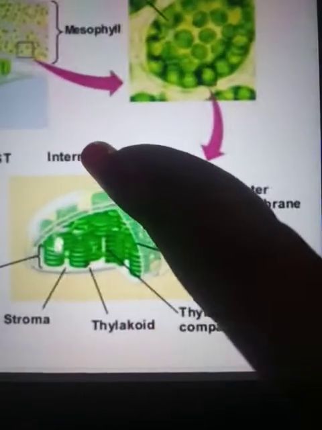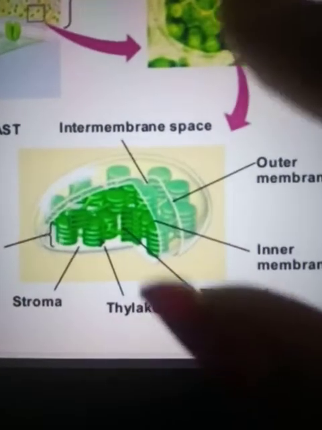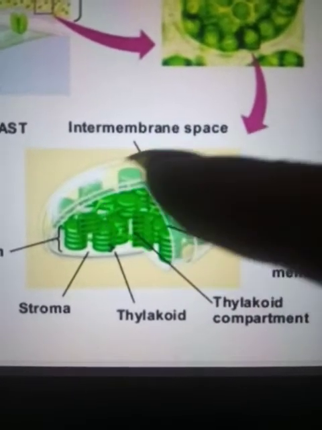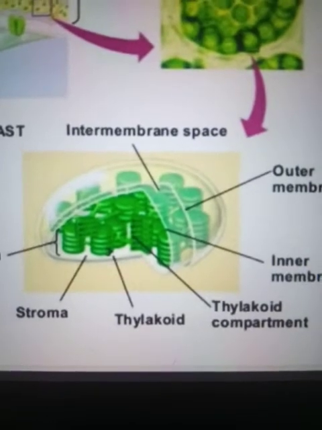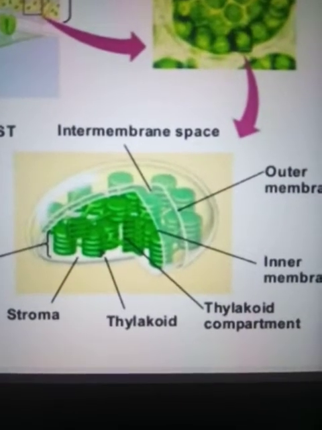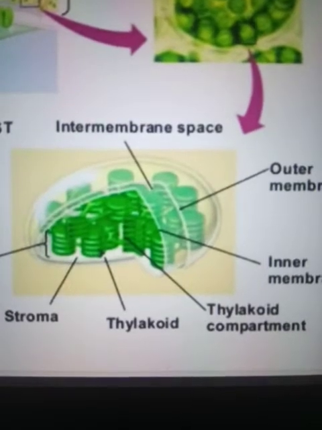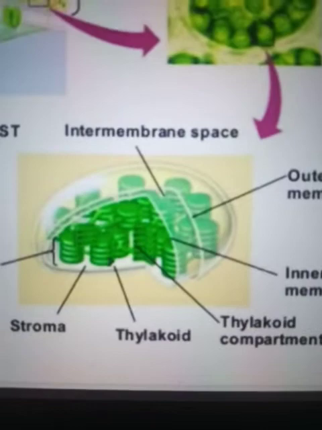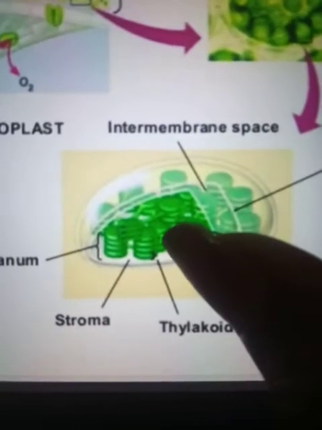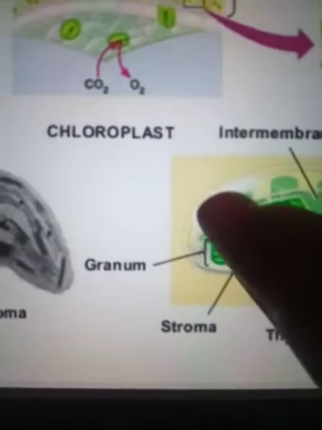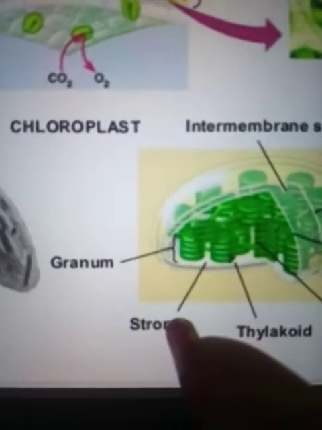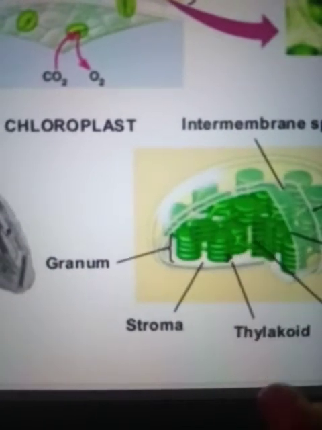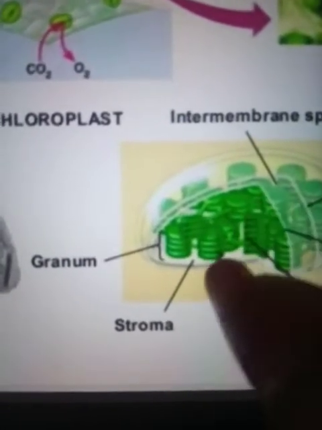The very proper structure of the chloroplast is given. It consists of an outer membrane and an inner membrane, and in between the outer and inner membrane consists of an intermembrane space. And this chloroplast is divided into two parts. One is the granum, another one is the stroma. Stroma is the part on which the granum rests.